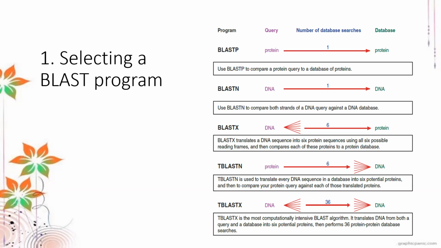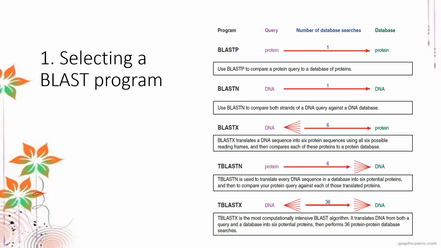You have six possible proteins, and they do BLASTP on the six proteins. So BLASTX is just like translating your DNA into six possible protein products, and then they do BLASTP on each of the protein products.